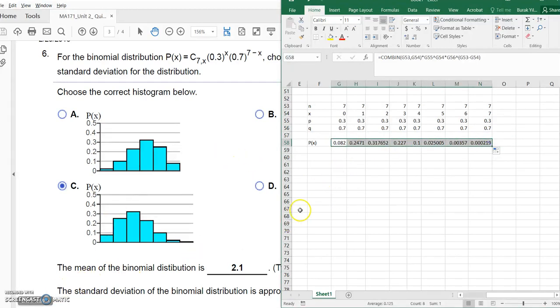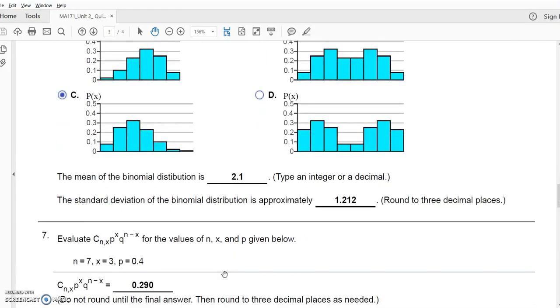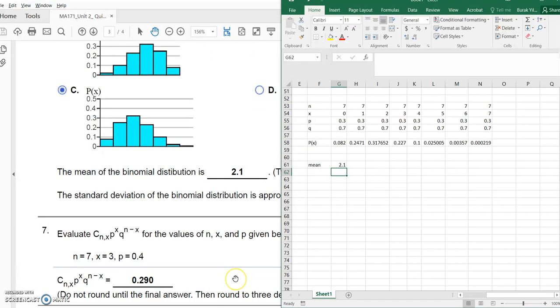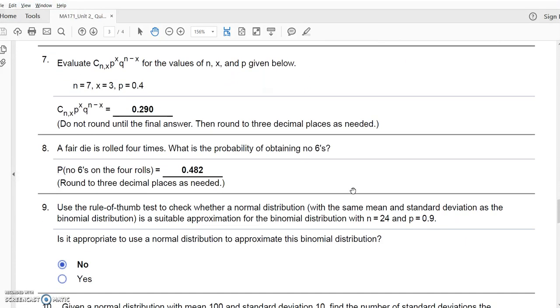And then we need to find the mean. The mean is simple. The mean is n times p, which is 2.1. That's how we figure it. And the standard deviation is the square root of n times p times q, close parentheses. So that's 1.212. There it is. So that's number 6.